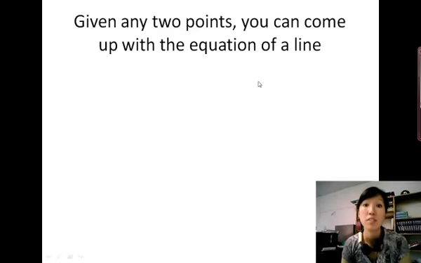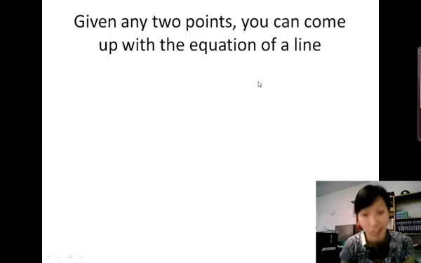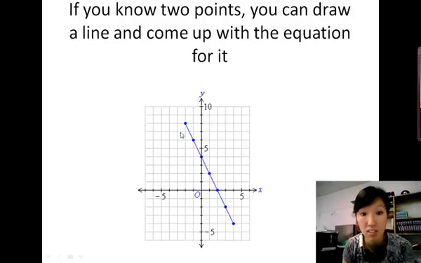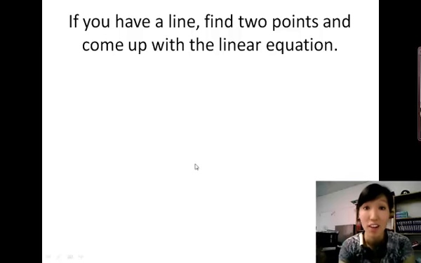Alright, given any 2 points, you can come up with the equation of a line. True story. If you know 2 points, you can draw a line and come up with the equation for it. So someone could pick this point and this point, come up with the equation for a line, and someone else could pick 2 very different points, but they're still going to come up with the same equation. The reason is that no matter what, this line has 2 very set things, a slope and also a y-intercept. If you have a line, find 2 points and come up with the linear equation.